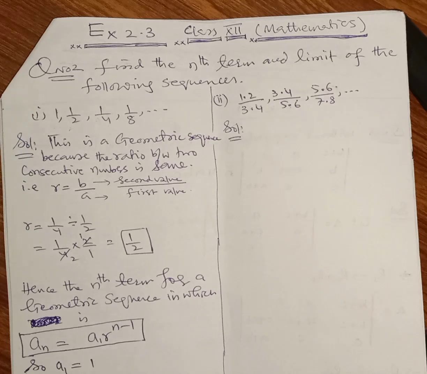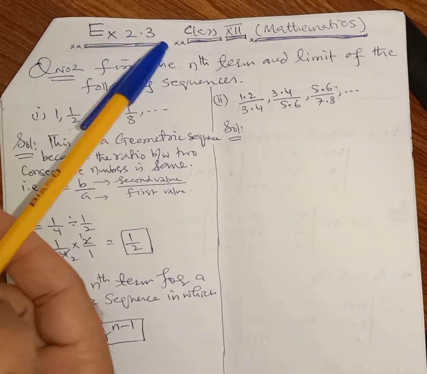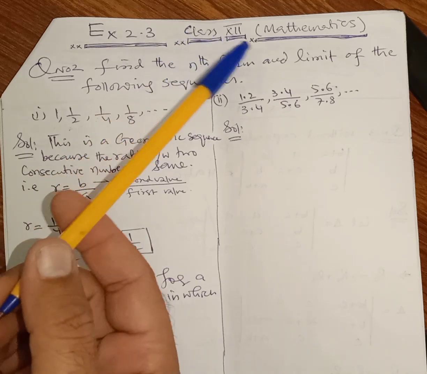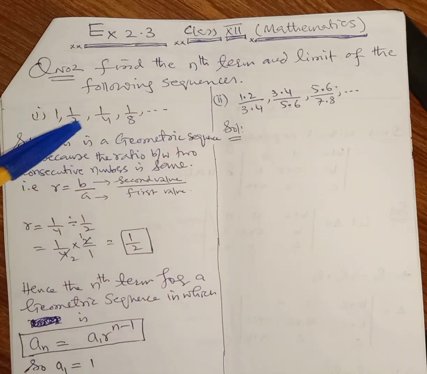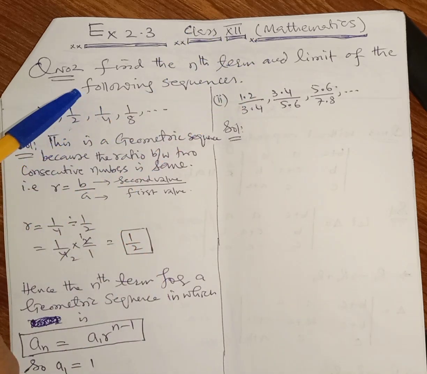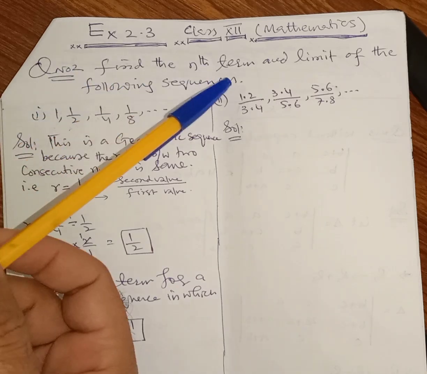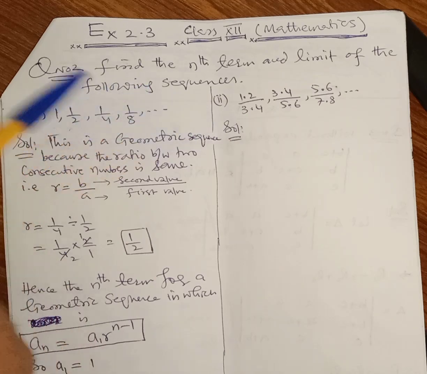Today we are going to solve problem number 2 from exercise 2.3. It's from class intermediate mathematics in board. It's about to find the nth term and then the limit of the sequence.